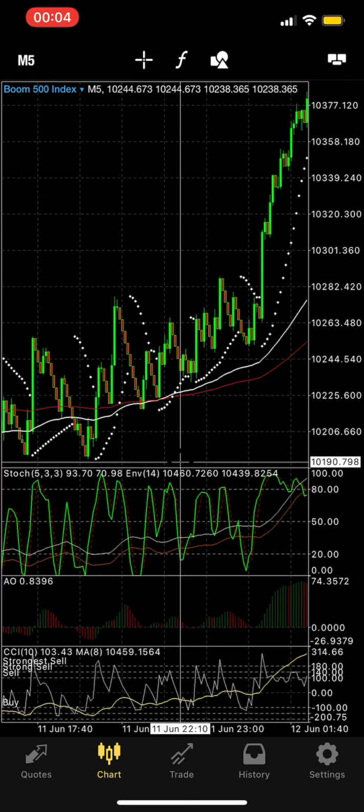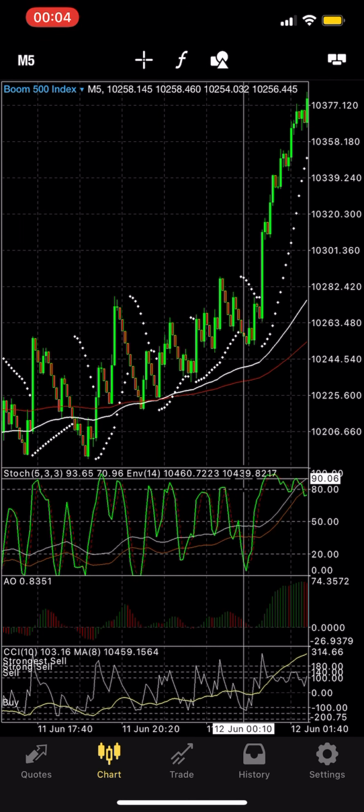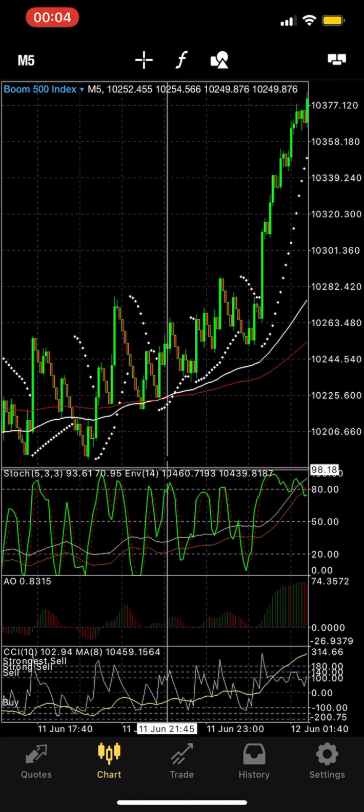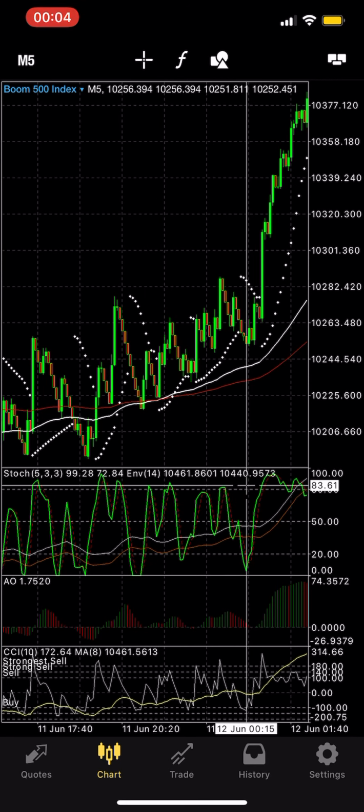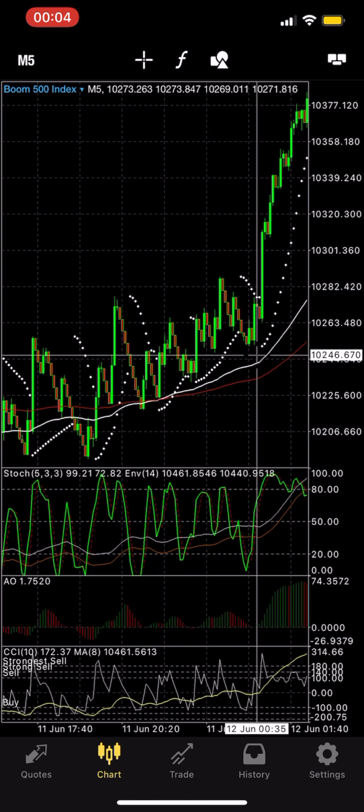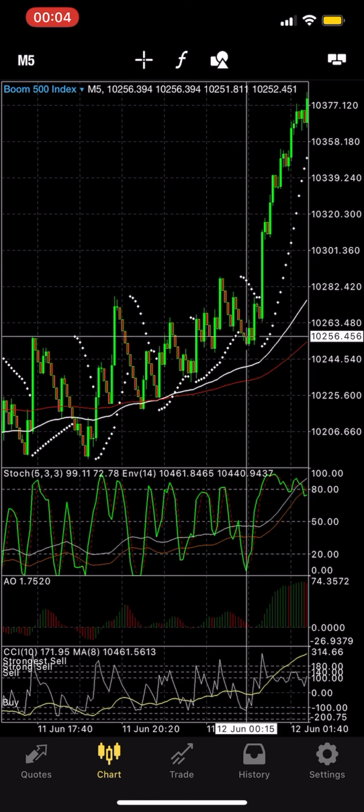If you want to be selfish, you can make a buy here, buy here, buy here. But let's just be realistic and say the first buy is this, second buy is that, and you can see the reward. Okay, so that's for a buy.